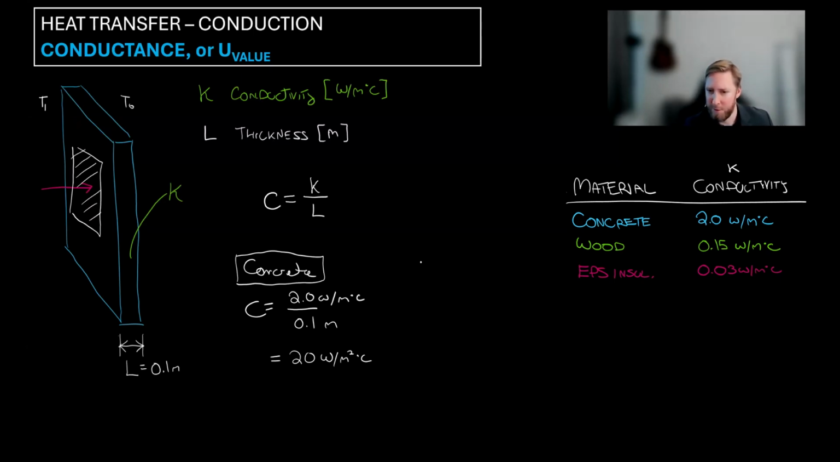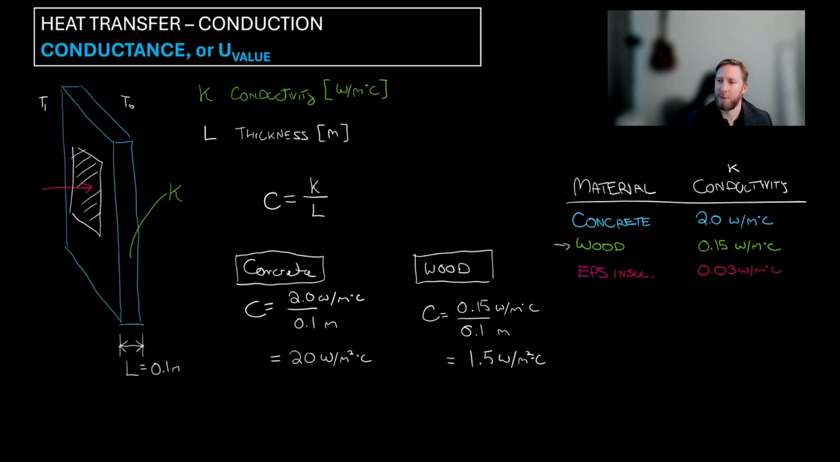Now, if we were to take a look at something like wood, and we do the same thing, how do you go? C equals, I look at the conductivity of wood, and it's 0.15 watts per meter per degree Celsius. And I divide that by the same thickness of wood, so we'll use 0.1 meters. Well, that's actually going to be equal to 1.5 watts per meter squared per degree Celsius.